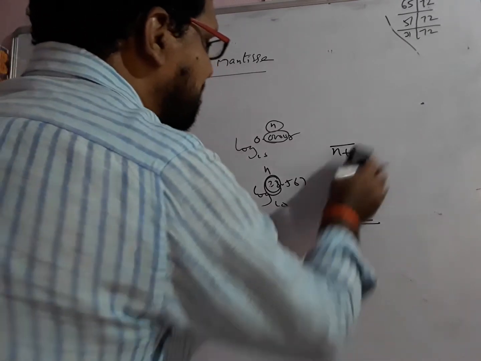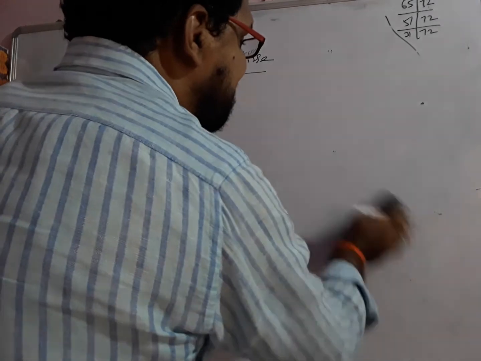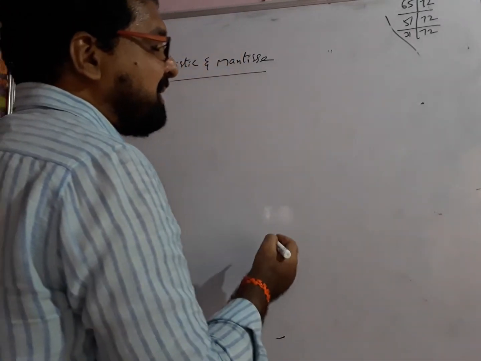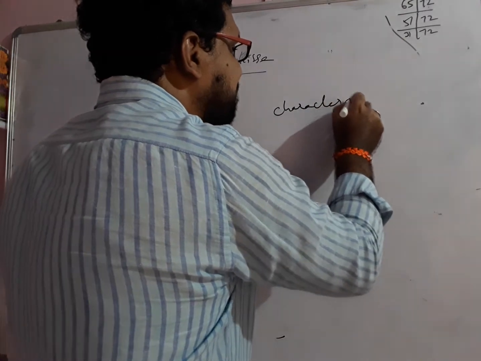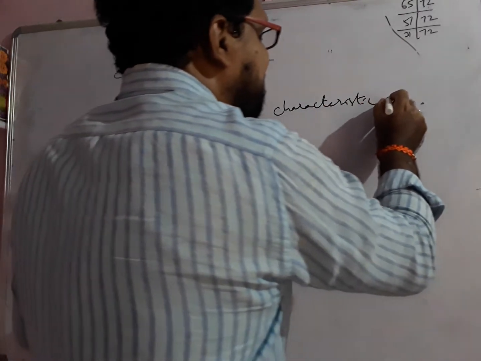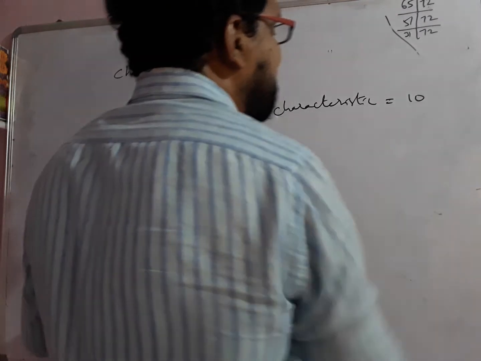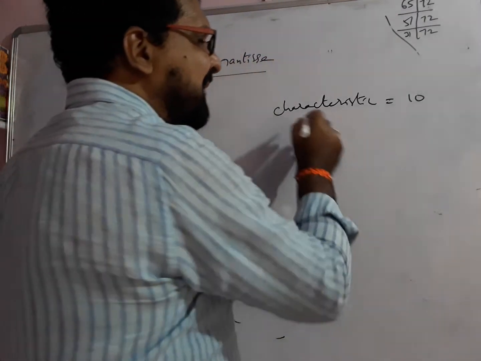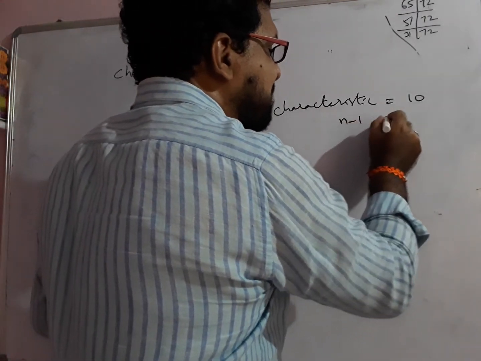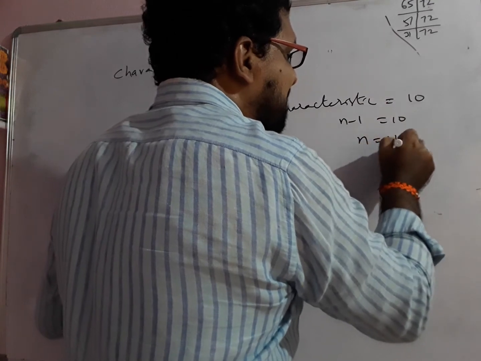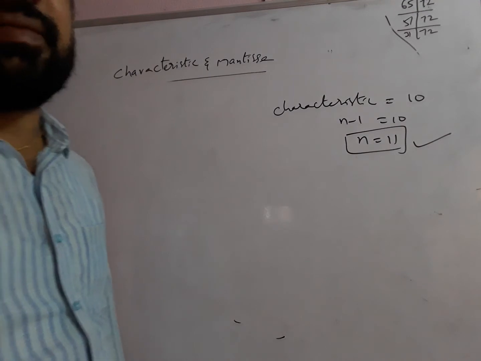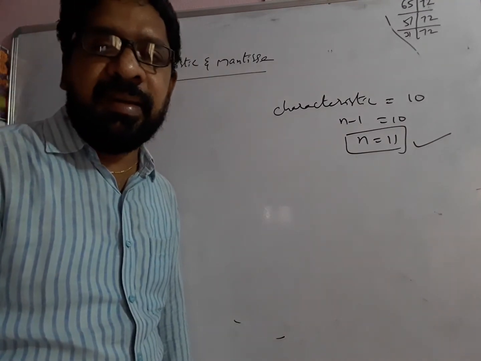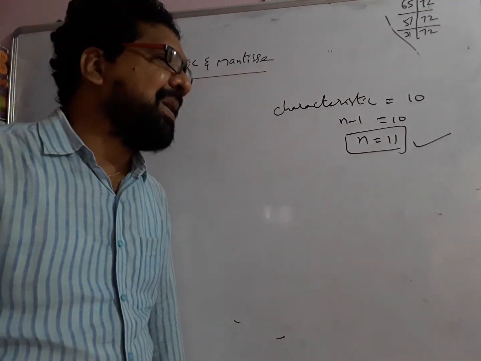Sometimes they will give the question like this. The characteristic of a number is equal to 10, then find the number of digits. Here the characteristic formula is what? n minus 1 is equal to 10. Then n is equal to how much? 11. So the number has 11 digits. Like that we can find it easily.